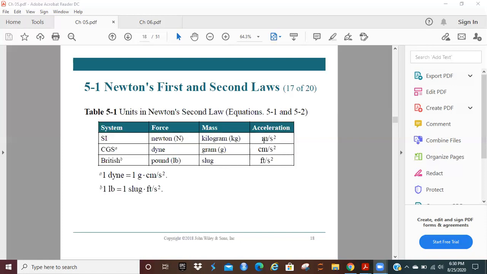Acceleration for the SI is going to be meters per second squared. CGS is centimeters per second squared. And British is going to be feet per second squared. And you can see down here, 1 dyne is going to be 1 gram times 1 centimeter per second squared. A pound is going to be 1 slug times 1 foot per second squared.